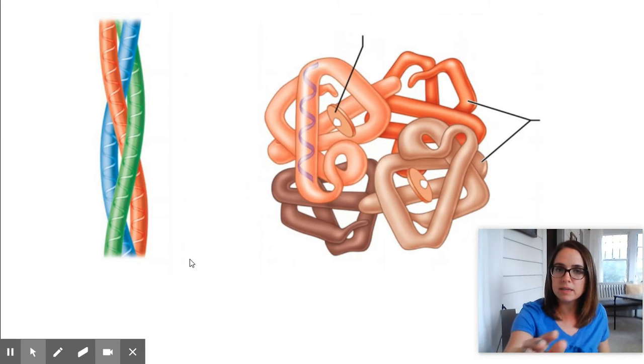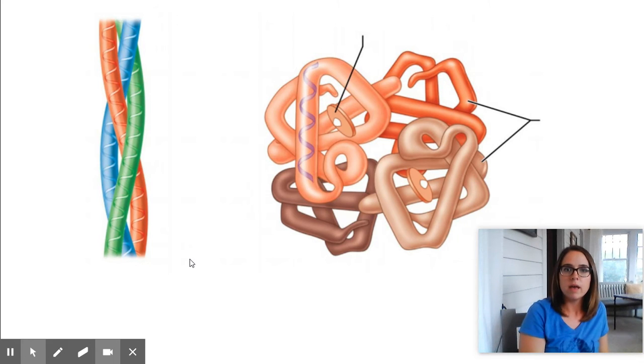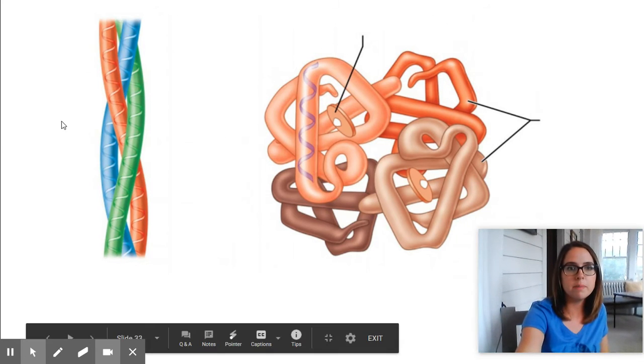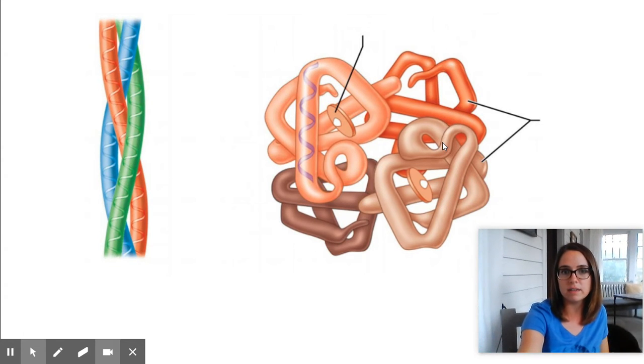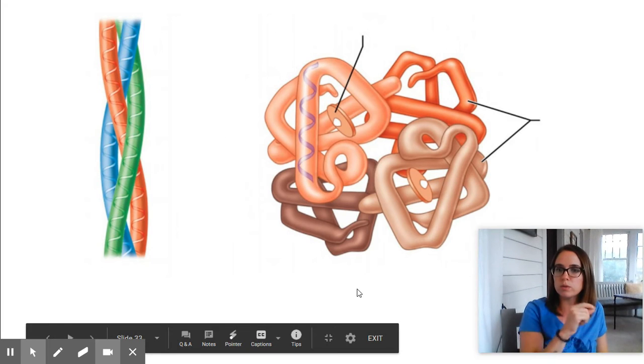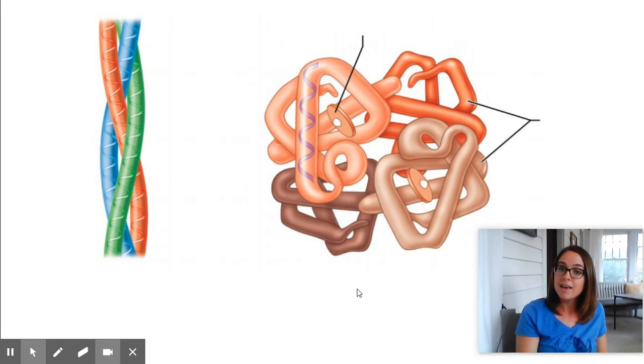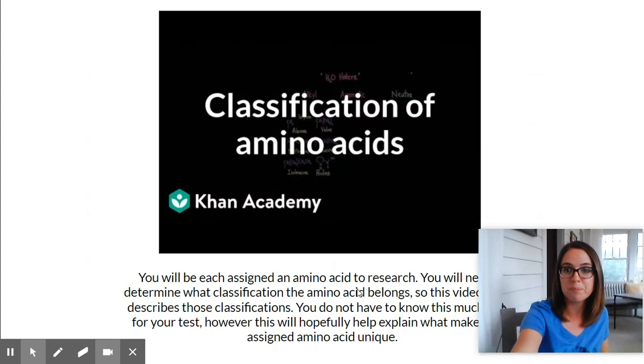I'll come right back to this, but this picture here shows some of that. We've got some that are more like twisted rods, and then we have others that are folded in on itself. And it all has to do with the arrangement of those amino acids. And the thing that determines that arrangement of amino acids is your DNA.